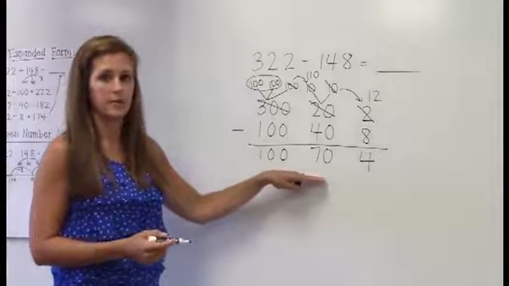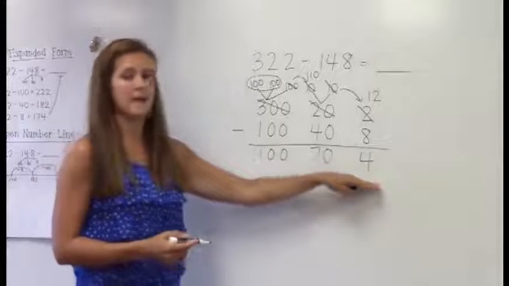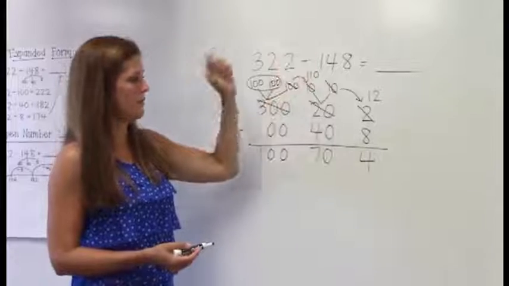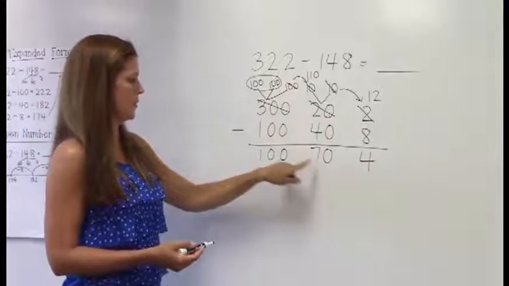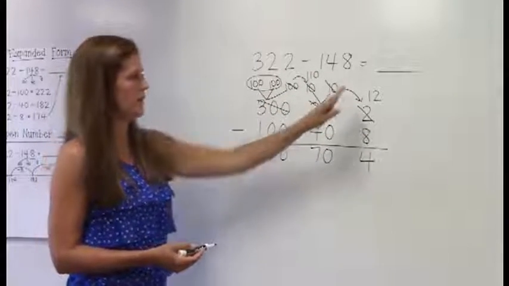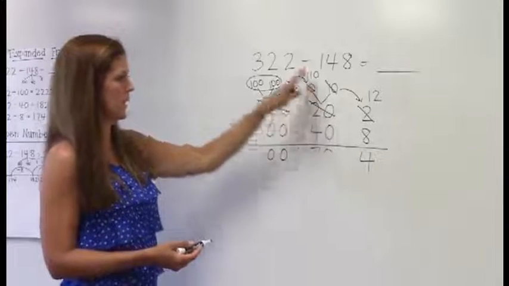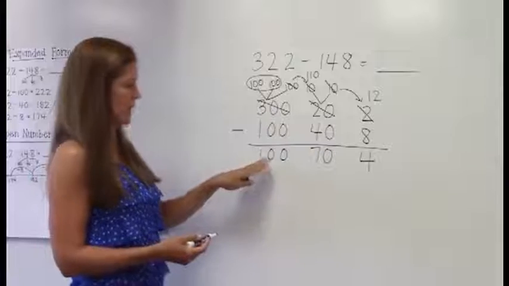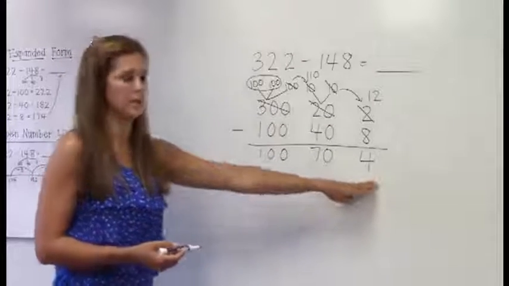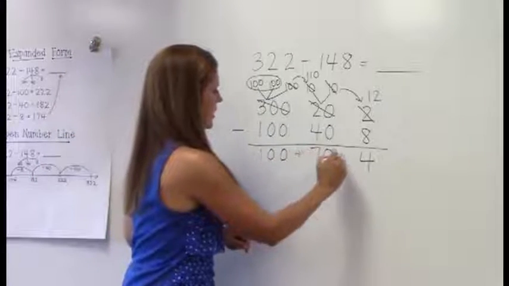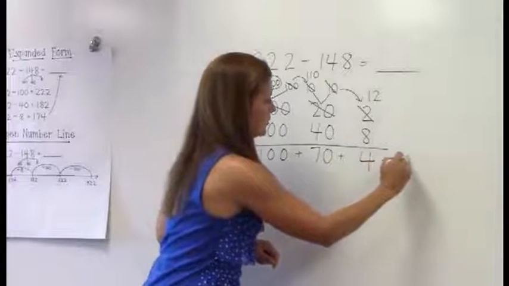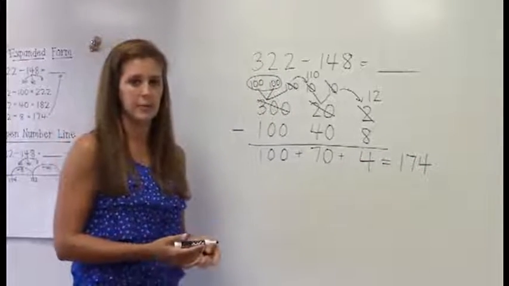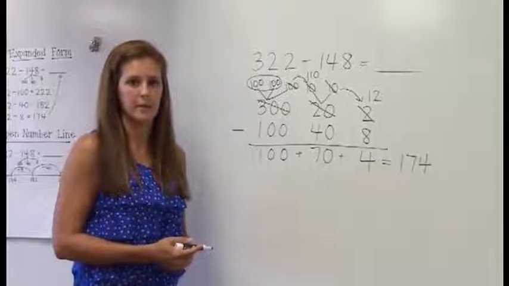At this point, many students might look at these 3 numbers and think that they have to subtract them to get the final answer. But we want to remind them that these 3 numbers represent the total for each column. I have a total of 4 ones, I have a total of 70, and I have a total of 100. So at this point, I want to add these 3 numbers together to get the final answer. So 100 plus 70 plus 4 equals 174, which was the same answer we got when we looked at the second grade methods.